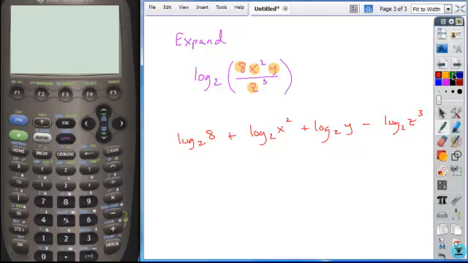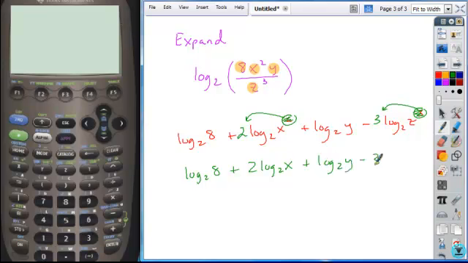What you're then going to do is simplify what you have. Any powers inside the log become coefficients out front. So this 2 moves out front, and this 3 also gets moved out front. And so you're looking at log base 2 of 8 plus 2 log base 2 of x plus log base 2 of y minus 3 log base 2 of z.